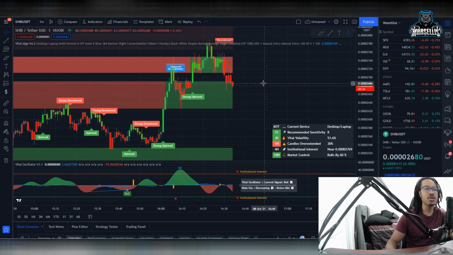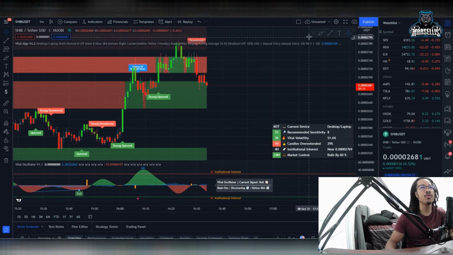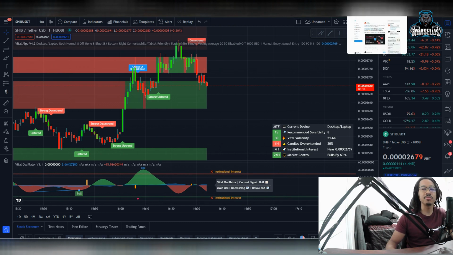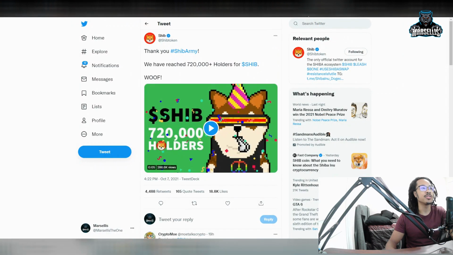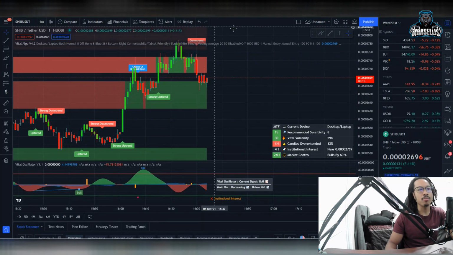Now, let's go right over Shiba Inu. Before we go over these technicals, though, I want to show you some things that are actually formulating inside Shib fundamentally, right? So first things first, look over here. This post was actually made by the official Shibarmy yesterday. They said we've reached 720,000 holders, right? 720,000 holders. And remember how I showed you over here, bulls are in control of Shib by 60%, right?